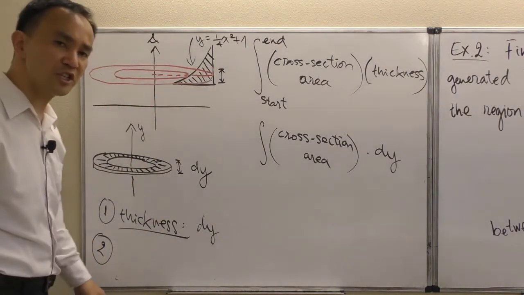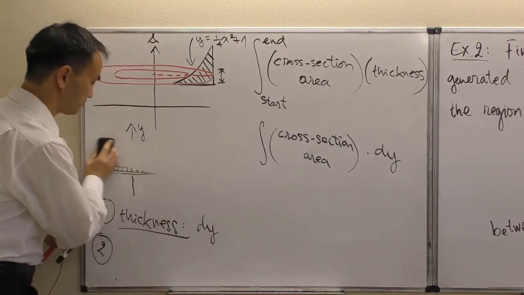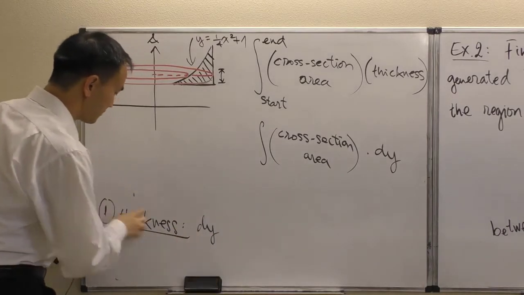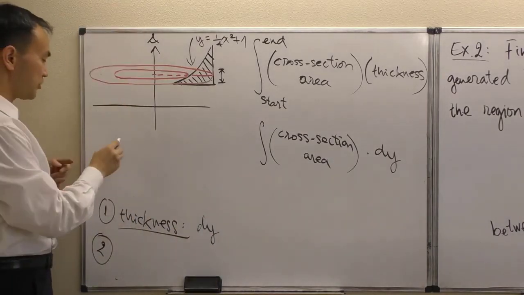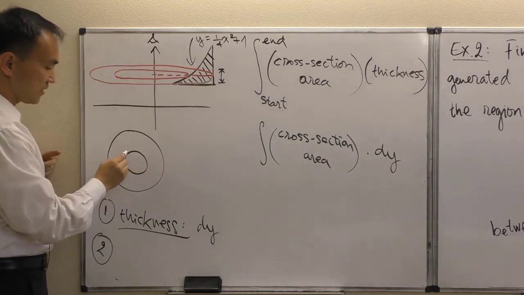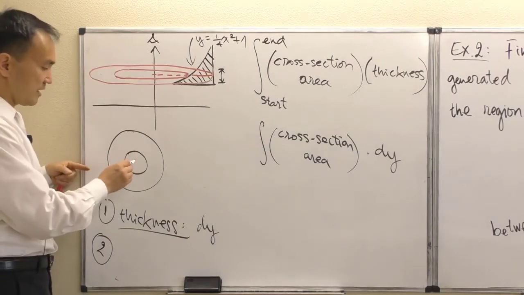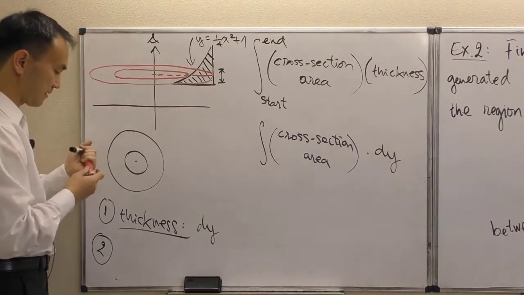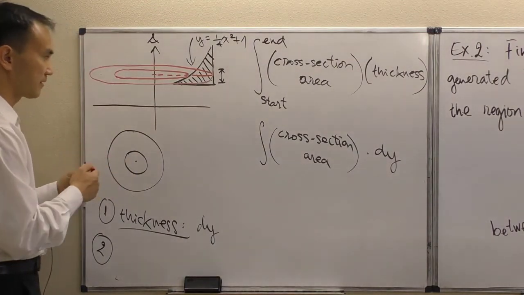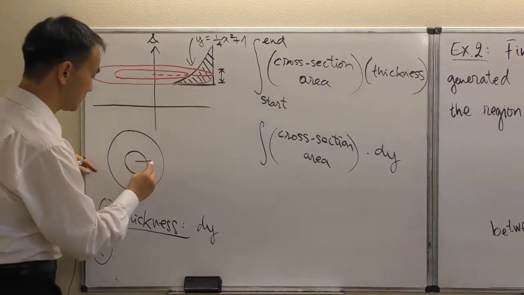Step two, or stage number two over here. Now let me change the picture so we're looking straight down at each cross-section. Again, the same rule. The picture we have here comes from two concentric circles. There's the outer circle, where it has a bigger radius.